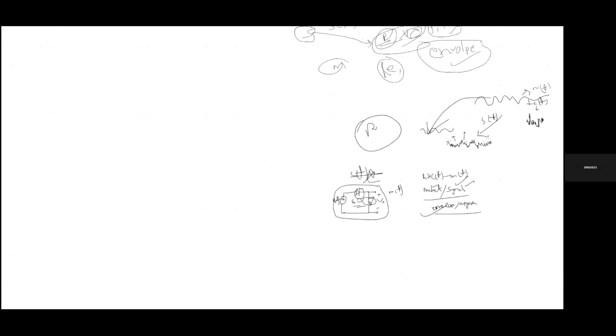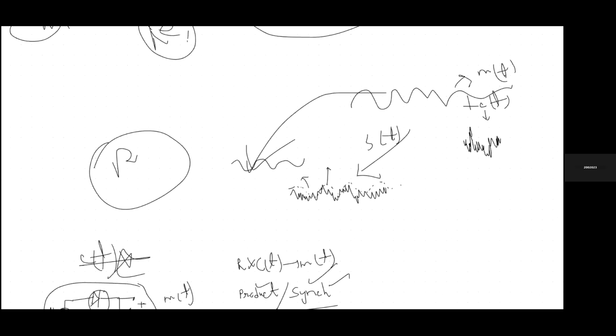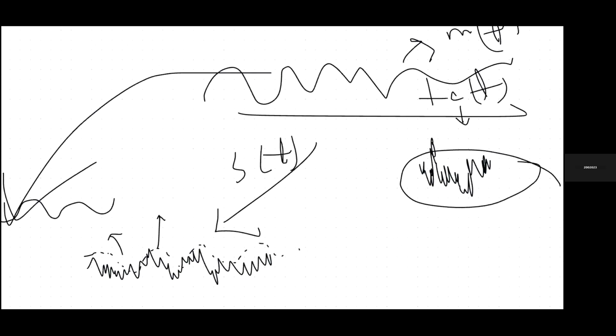So if we want to summarize the overall concept, here is the message signal. We can assume this is the carrier signal, which is high in frequency. As you can see here, the time period is very low, so the frequency is high here and the frequency is low here in the message signal.